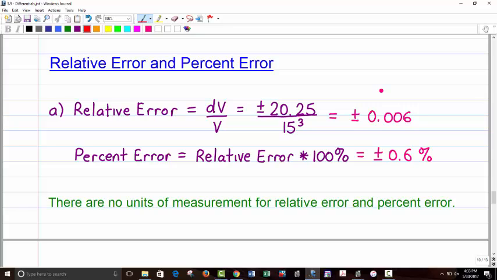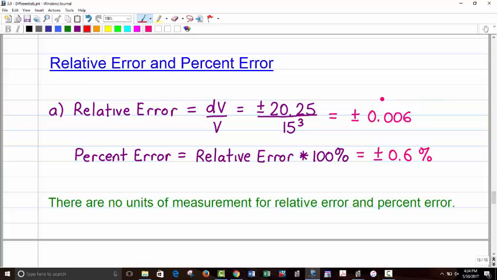volume is. So this relative error would be calculating the result that we got, dV, and just dividing it by the actual volume itself based on that number. So we took plus and minus 20.25 and divided it by 15 cubed. It gives you a number of plus and minus 0.006. Now that number doesn't have any units because essentially the inches cubed would divide out.